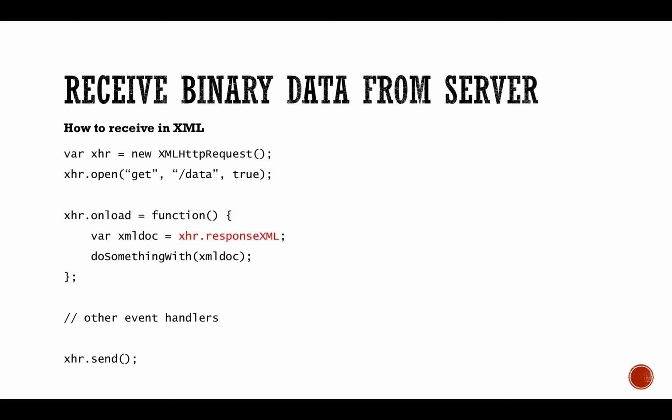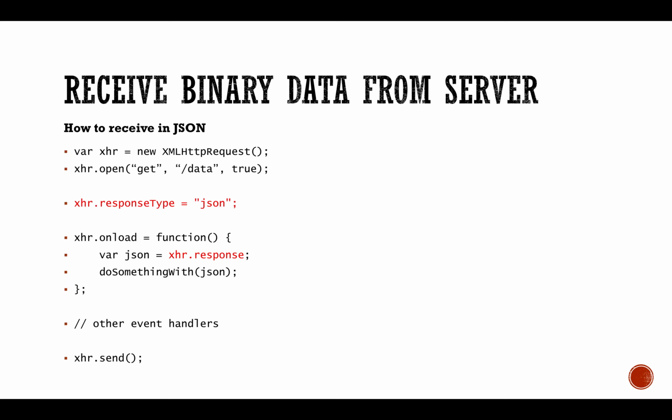The second method is to receive the file as XML. A file can also be received via JSON. I already showed the example. This example is how to get it as a document. If the file is large, set the response type to blob separately.